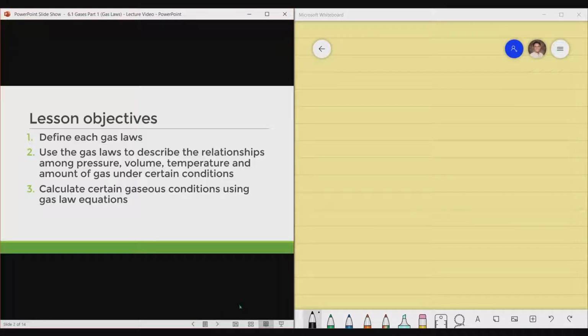Let's start. These are the following lesson objectives. First, we need to define each gas law. Second, use the gas laws to describe the relationships among pressure, volume, temperature, and amount of gas under certain conditions. And third, calculate certain gaseous conditions using the gas law equations.